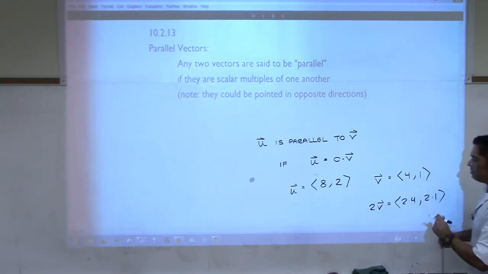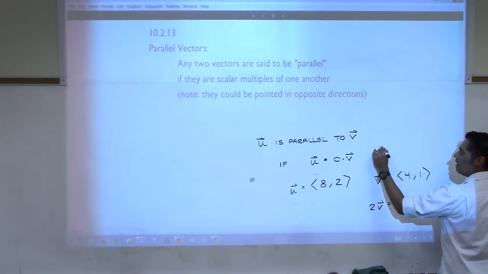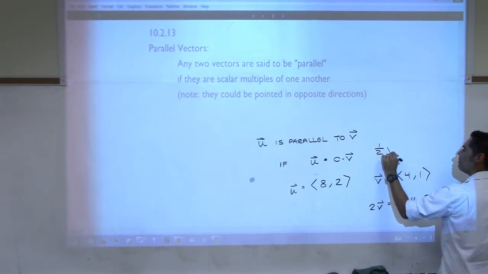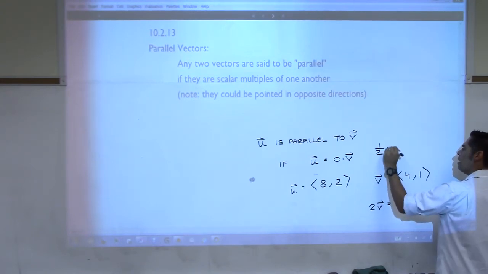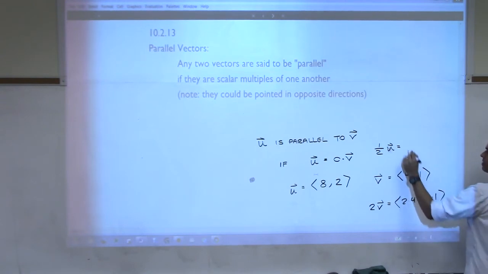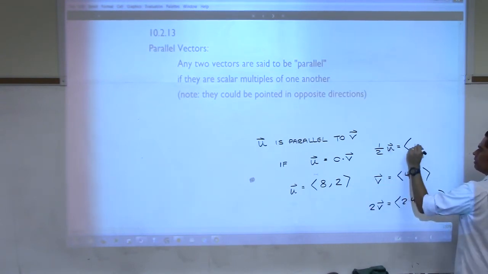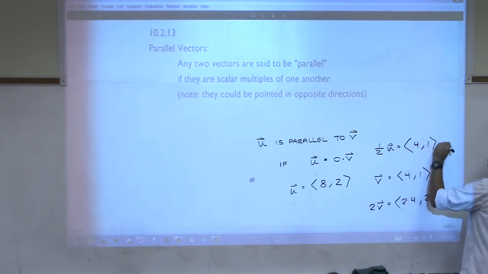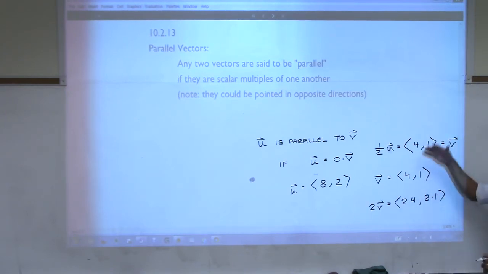Now, you could also do this. 1/2 of U is what? What's half of U? It is 4, 1, right? Which is V. So they're scalar multiples of one another.